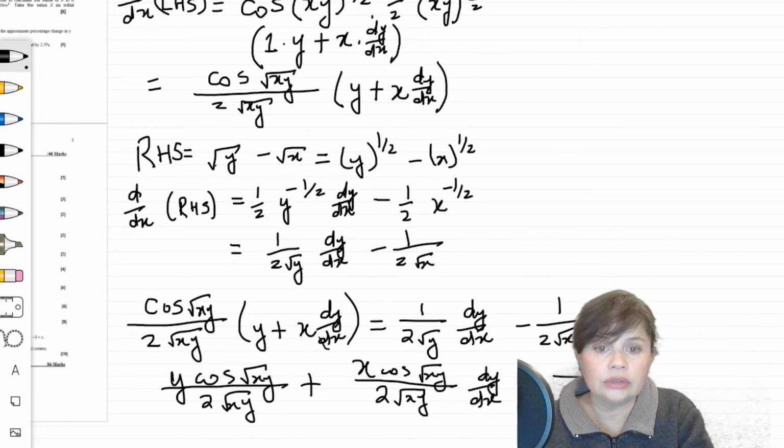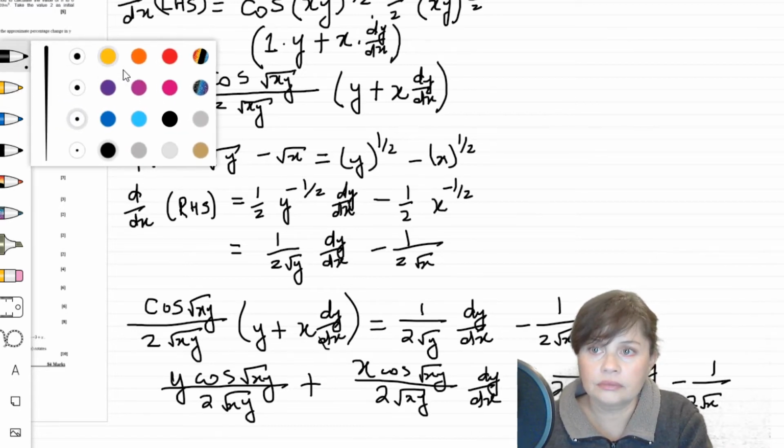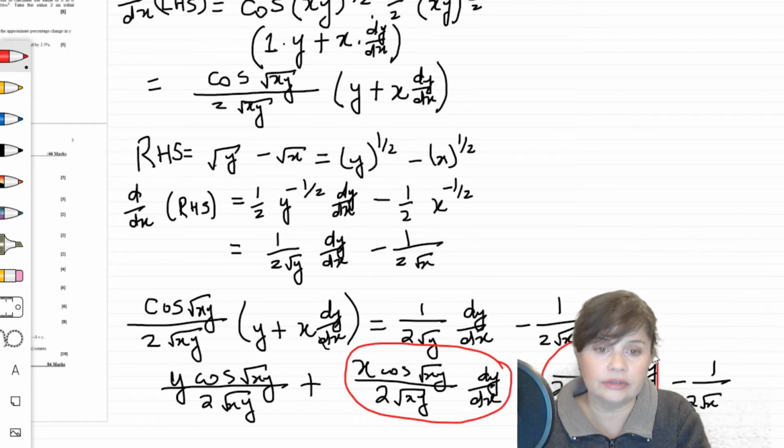Now you don't have to write down every step. If you can remember what you're doing, then you're more than welcome to leave steps out. So I want to keep this derivative piece on the left-hand side, and I want to move that piece also to the left-hand side. The rest of the expressions I want to take to the right-hand side.